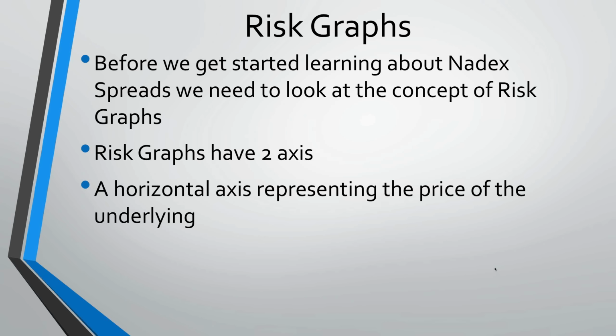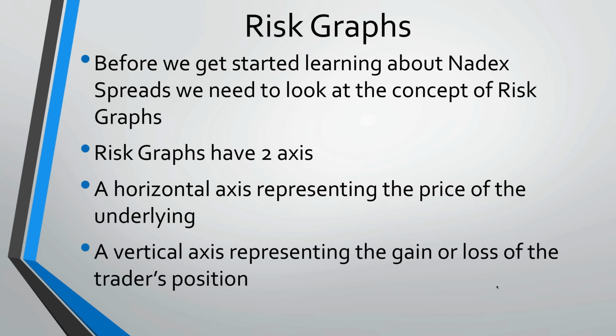So it's a horizontal axis representing the price of the underlying, and a vertical axis representing the gain or loss of the trader's position. Essentially, there are two lines, one going up and down, one going left to right. Up and down is the vertical axis, which represents the gain or loss of the trader's position. And the one going left to right is the horizontal axis representing the price of the underlying.